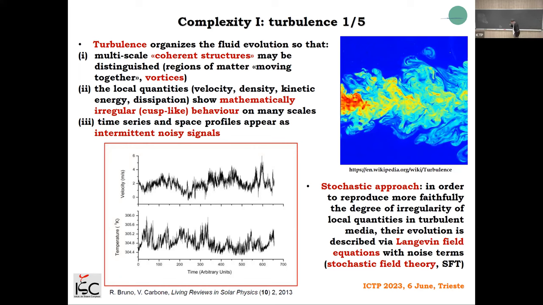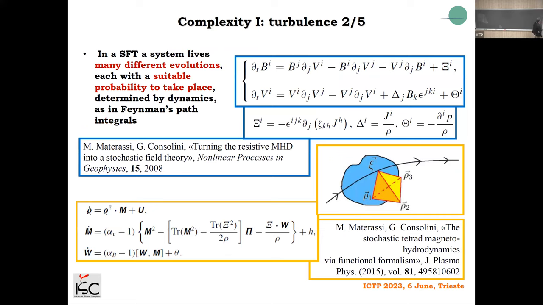That is, I try to describe the system via equations in which I try to consider the probabilistic nature of fluctuations, directly putting in the equations some noise, probabilistic terms. These are basically works that I have been doing together with Consolini. SFT stands for stochastic field theory. So you turn all the fluid equations and plasma equations into stochastic field theories, that is, local descriptions in which noises appear.